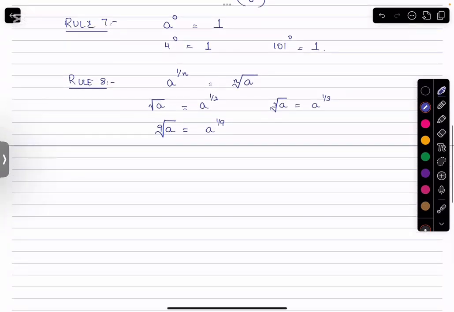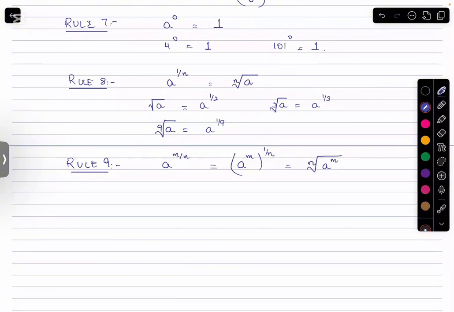और फिर finally, with respect to the nth root, I have rule 9. And what is rule 9? Rule 9 says, if you have a to the power m by n, so you can also say that this is a to the power m to the power 1 by n. Agreed? Yes. Right? Now what is 1 by n? Should I write it as the nth root? And then nth root a to the power m, that is going to be your answer.